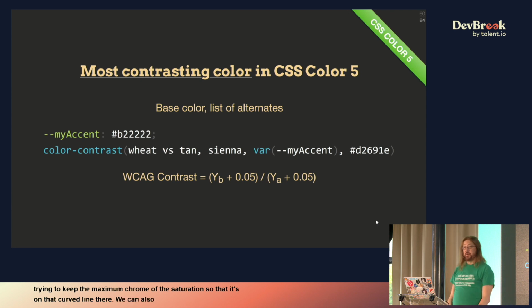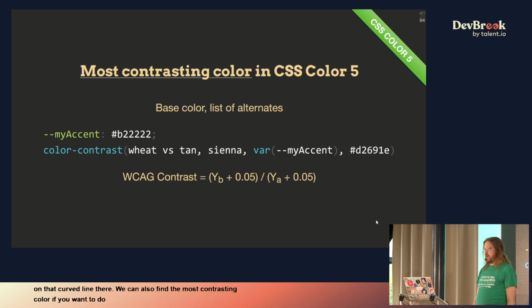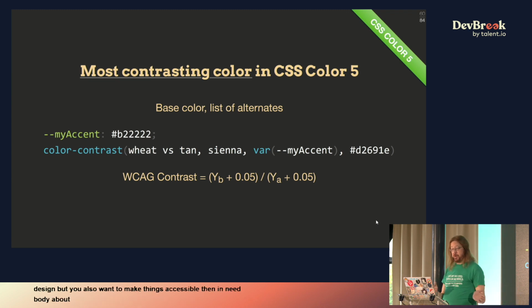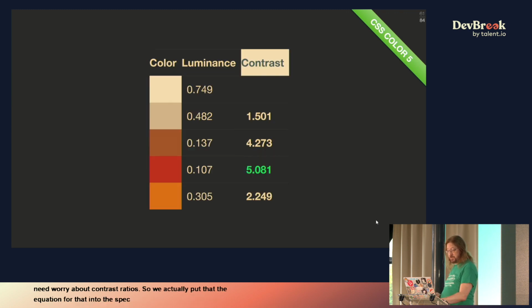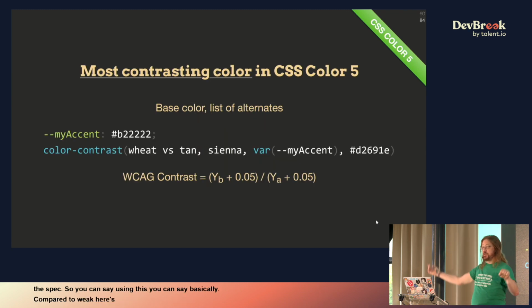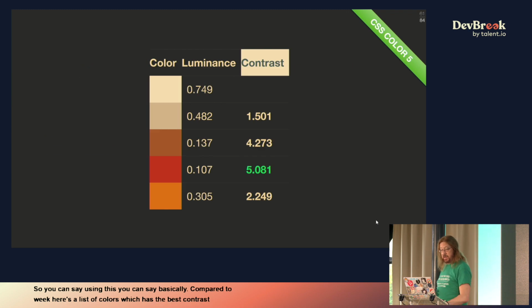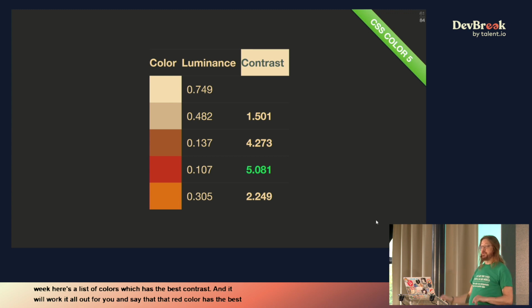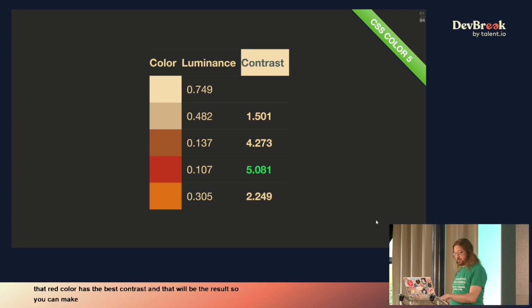We can also find the most contrasting color. If you want to do responsive design, but you also want to make things accessible, then you need to worry about contrast ratios. So we actually put the equation for that into the spec. Using this, you can say, compared to wheat, here's a list of colors, which has the best contrast. And it will work it all out for you and say that that red color has the best contrast, and that will be the result. So you can put this into your style sheet. You can play with this now in Safari Technical Preview, and it's coming to other browsers soon.